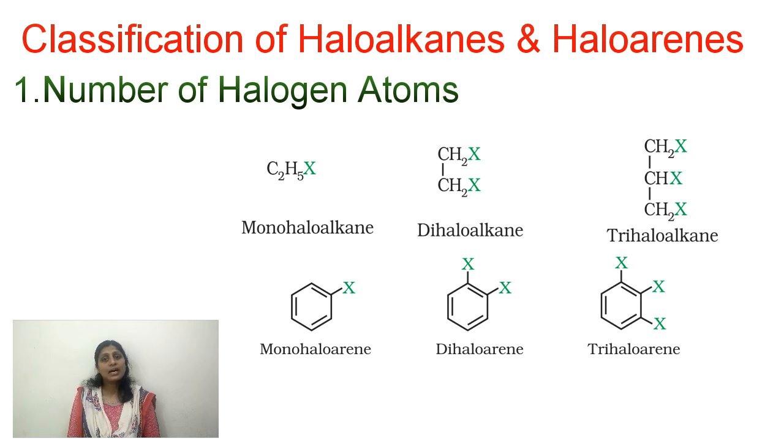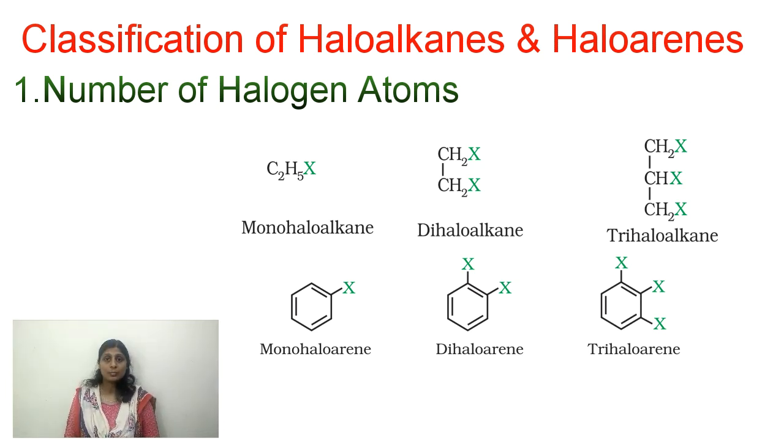In the case of arenes also, if one halogen atom is present, we can say monohaloarenes. If two halogen atoms are there in the benzene ring, then we can say dihaloarenes. If three are there, then we can call it trihaloarenes.